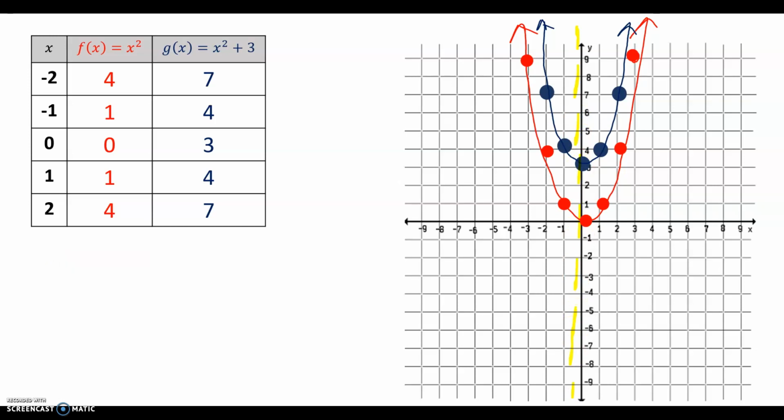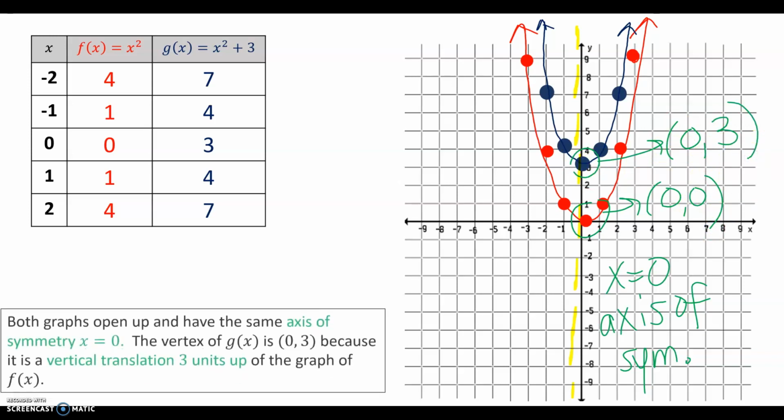So axis of symmetry is still x equals 0. But the only thing that moved was my vertex. So my vertex went from 0, 0 to 0, 3. So here's what I would need you to write.